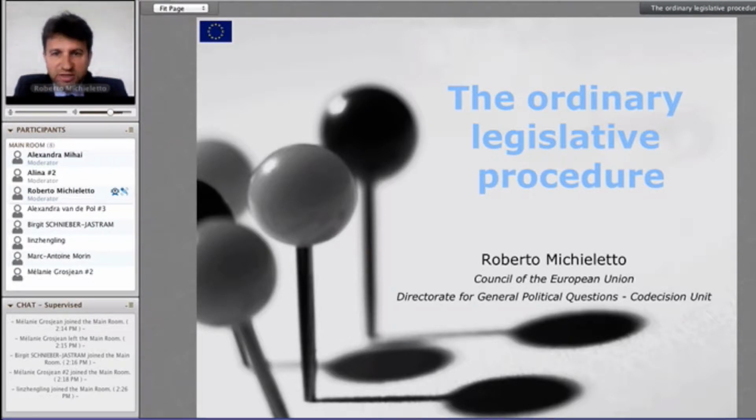It will be a little bit difficult to add something to what Alina said because she said a lot of things, and basically she said many times, I leave the floor to Roberto to go into details, but I don't think I have much more detail to add to what she said. But I will try, in any case, to give the perspective of the Council about the ordinary legislative procedure. So we can start.